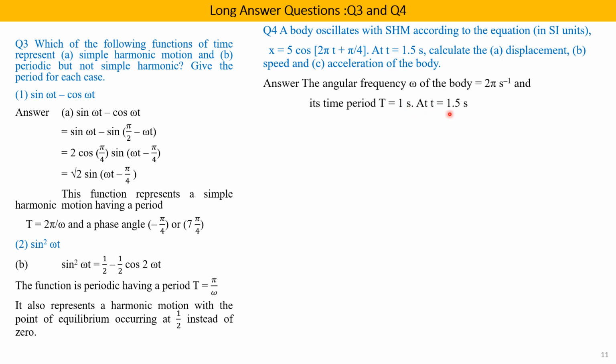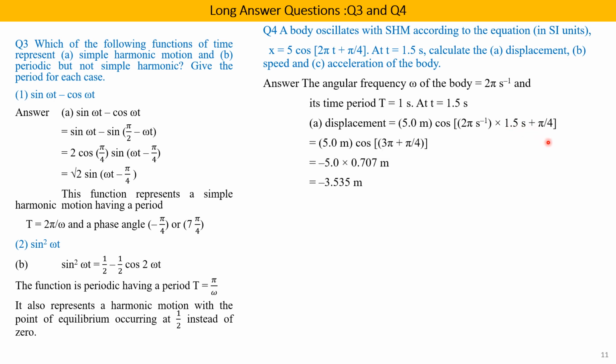At t equal to 1.5 second, substituting the values, displacement x is equal to 5 meter into cos of (2 pi per second into 1.5 second plus pi by 4). Simplifying, we get the answer as minus 3.535 meters.